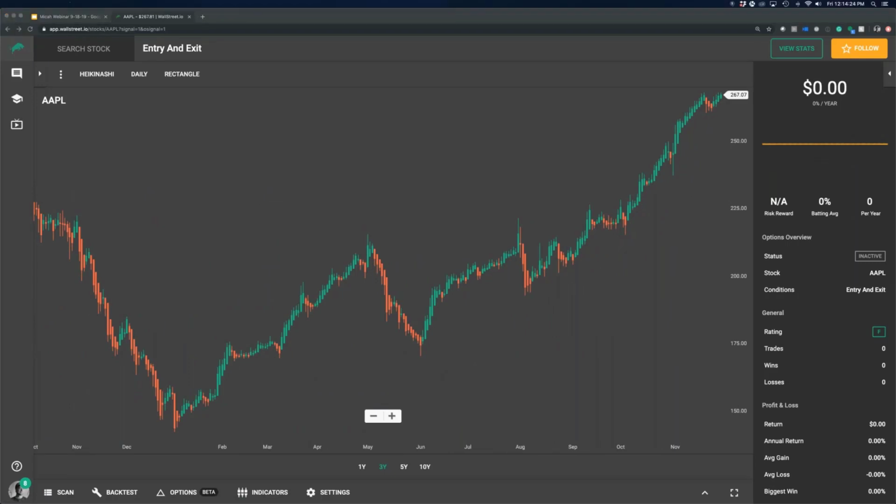What if I want to trade just the top 3 systems? Yeah, go to the scan tab, get it done.